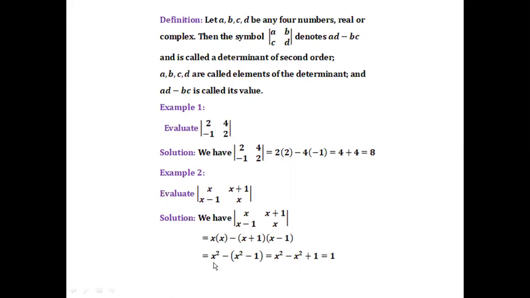So x into x is x square minus, using the (A plus B)(A minus B) formula, we have A square minus B square. Thus we get x square minus x square plus 1. Simplifying this term, finally we get the value equal to 1. Thus, value of this 2 by 2 order determinant is equal to 1. By using this formula AD minus BC, we can solve.